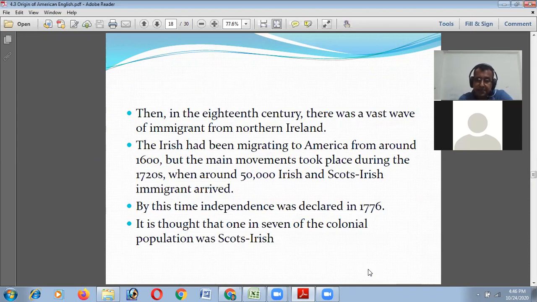By this time, American independence was declared in 1776. And it is thought that one in seven of the colonial population was Scots-Irish. So the people of America in the 18th century, when America declared independence, one in seven people living in America had a pronunciation pattern not like standard British English. It is like Scots-Irish English.